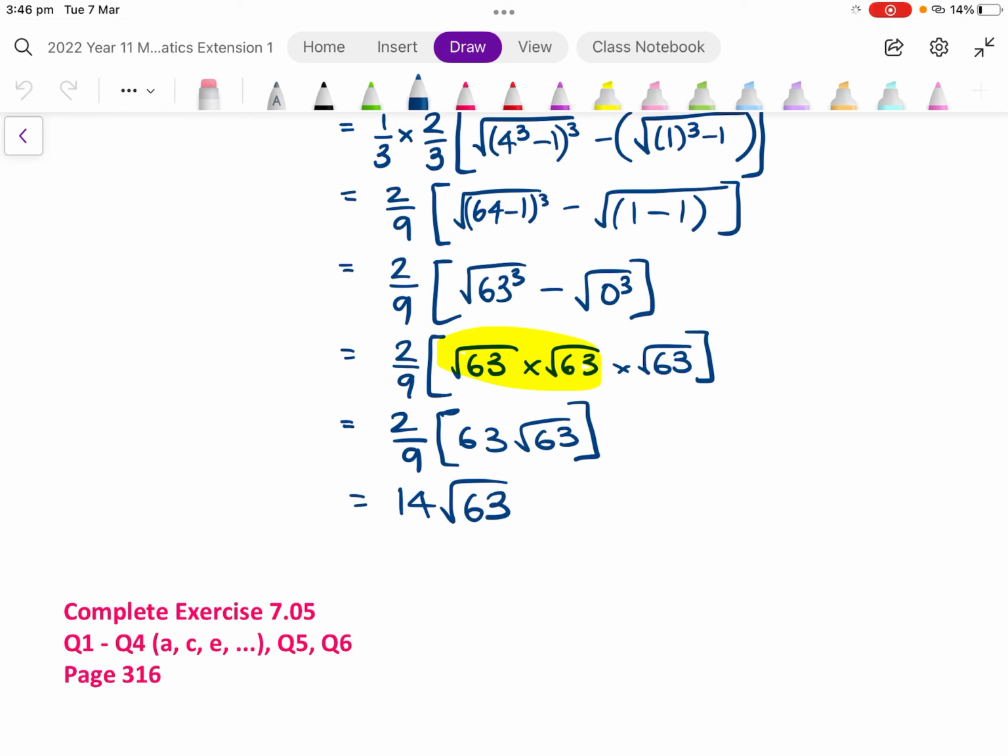So what you guys are going to do is complete exercise 705, questions 1 to 4 ACE, and then questions 5 and 6.